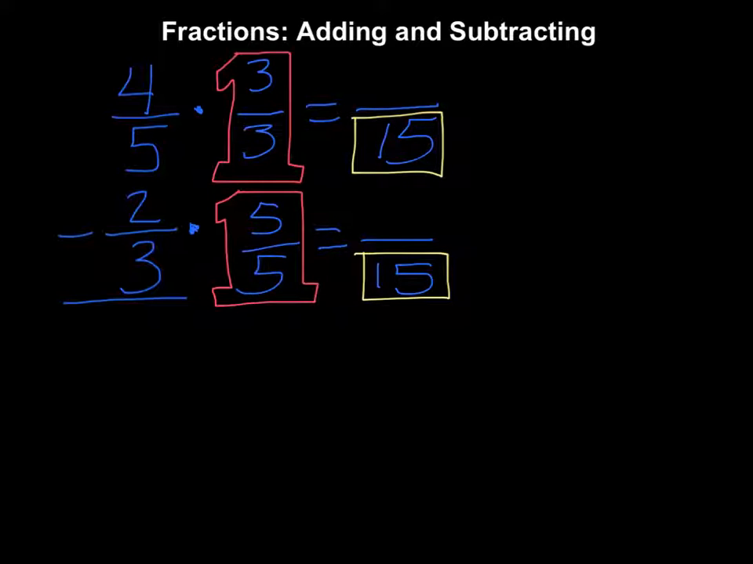Now let's multiply the numerators. 4 times 3 gives me a 12, and then 2 times 5 gives me 10. And here's where the only difference with subtraction comes in. Instead of adding, now we subtract. So 12 pieces minus 10 pieces gives me 2 pieces, and those pieces are still 15ths.